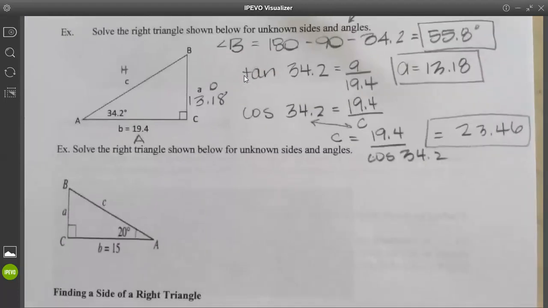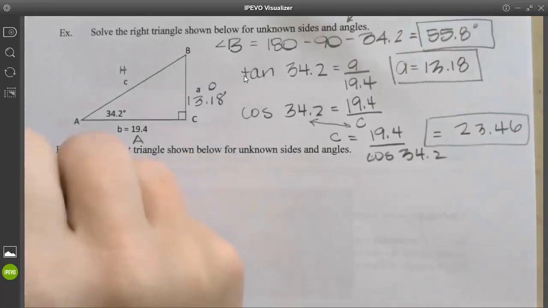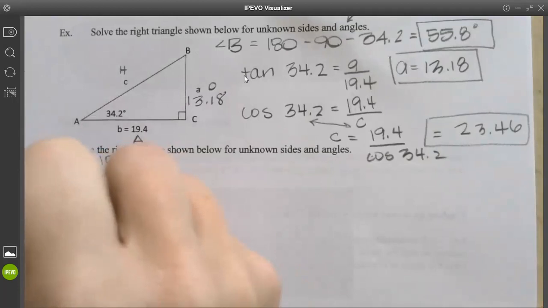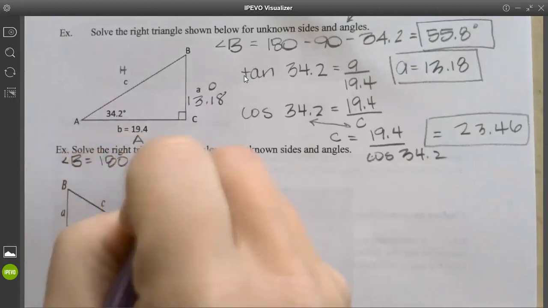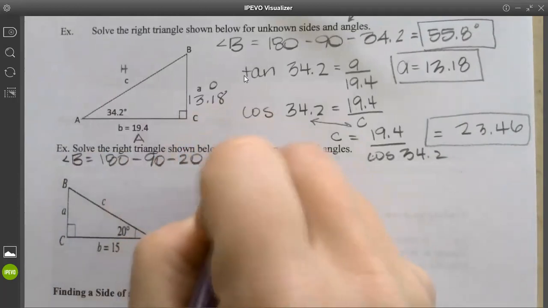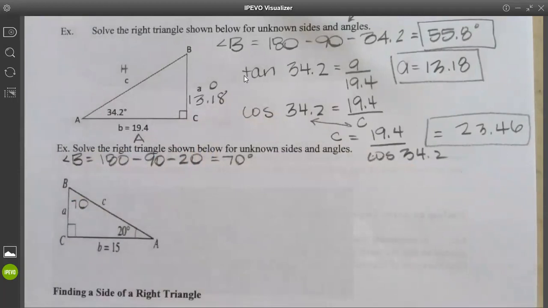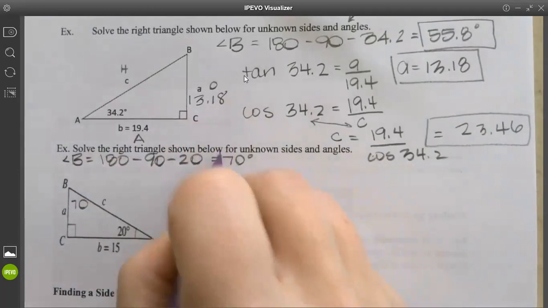So what's the first thing I can do on the next one if I want all the sides and all the angles? How do I get angle B? You said 180 minus 90 minus 20. 90 and 20 is how much? 110. 180 minus 110 is 70. You also could have done 90 minus 20 because you know you have 90 degrees left. So there's your first one.